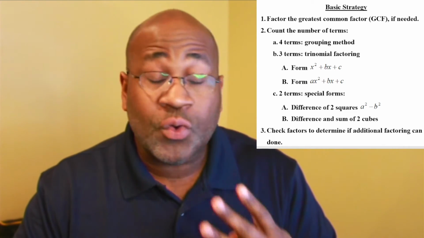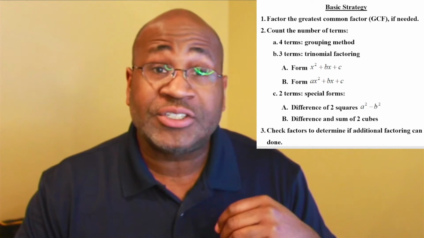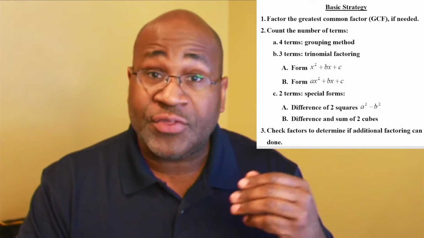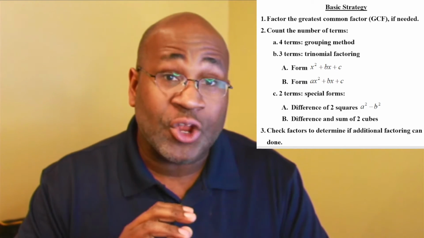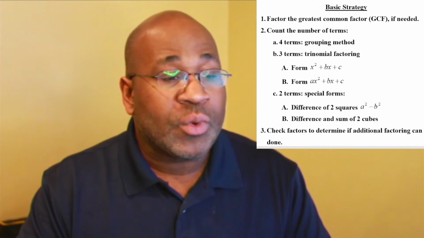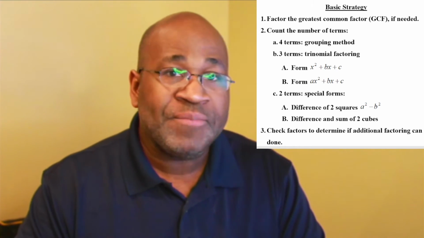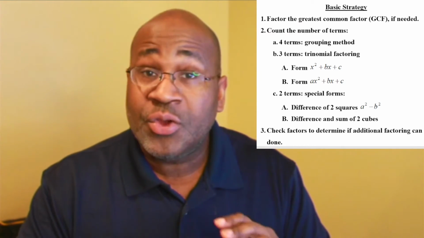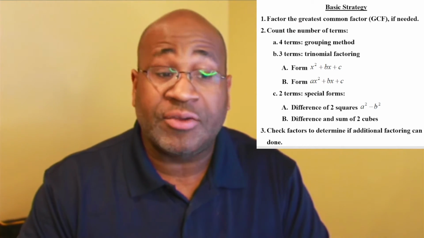So if you have a 4-term polynomial, what you're going to do is factor by the grouping method. And we covered that in an earlier video. Then if you have 3 terms in the polynomial, it's a trinomial. And remember, there were 2 types of trinomial factoring. One where the leading coefficient is equal to 1, and the other where the leading coefficient is a number other than 1. And there were different ways of approaching those. And there were videos for those that you can check out as well.